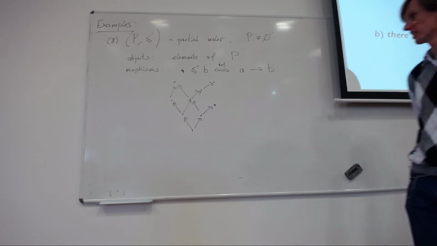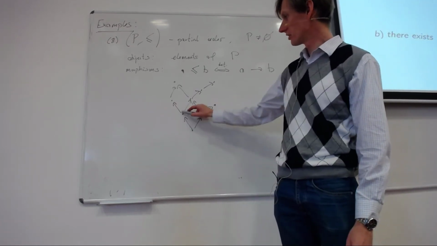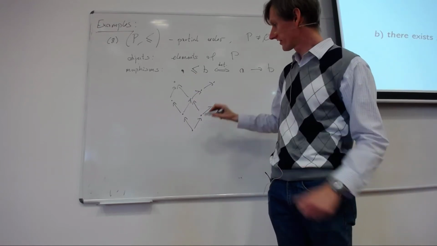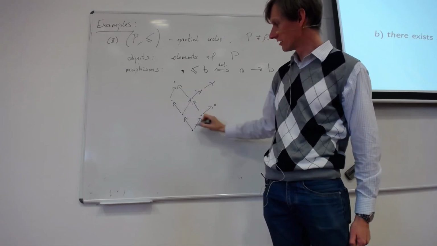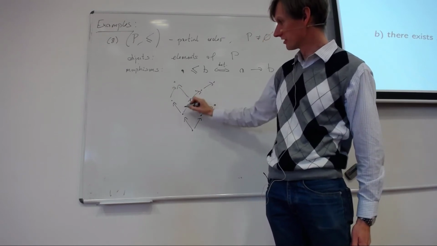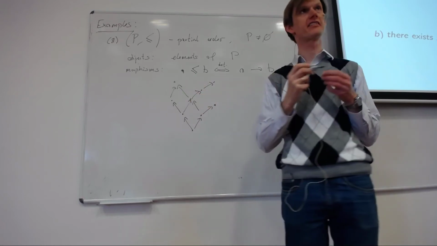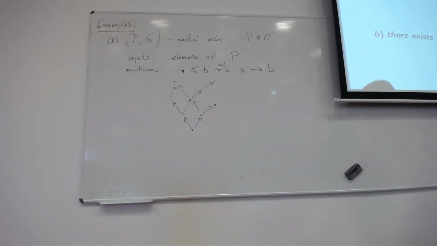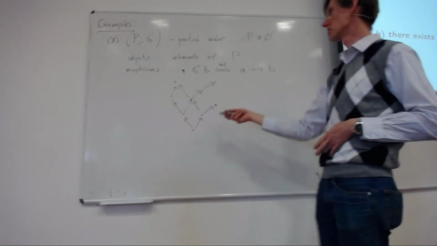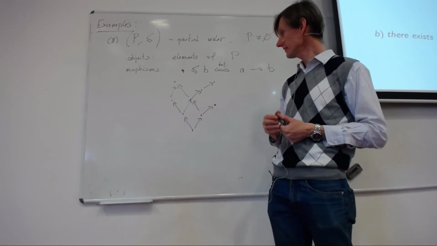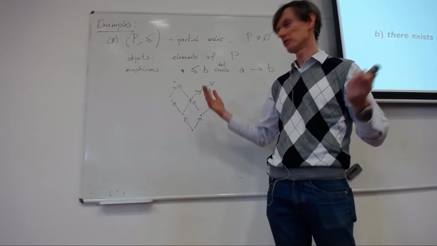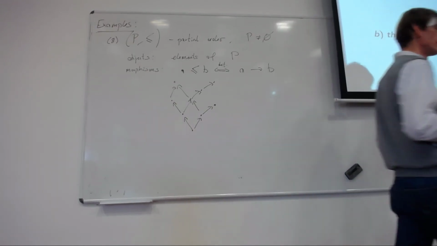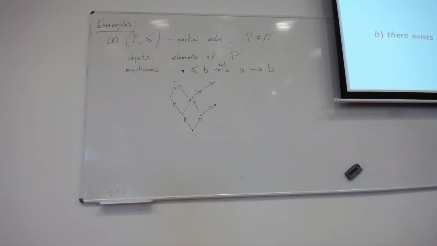Really, all we have to check is that composition of arrows is associative. So that if we compare different elements, it doesn't really matter in which order we compare them. But this is pretty much straightforward. It follows from the fact that the relation of partial ordering is transitive. So checking that the definition agrees is fairly easy. Okay, so partial orders work.